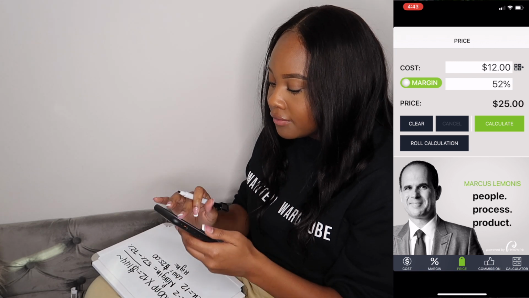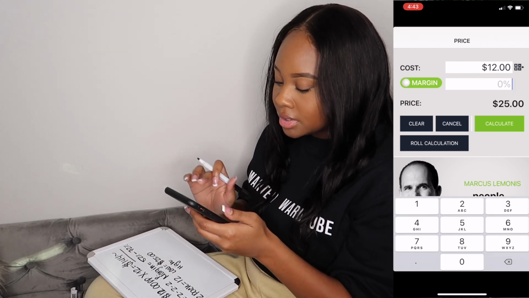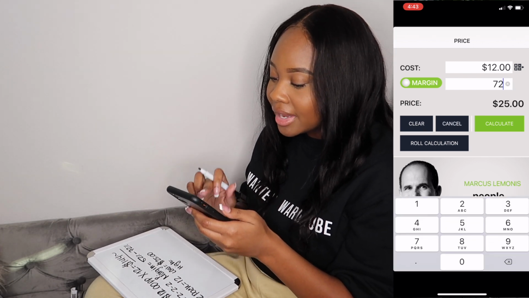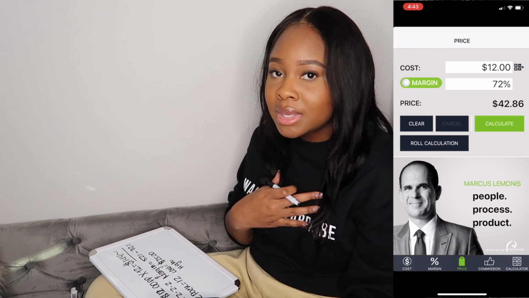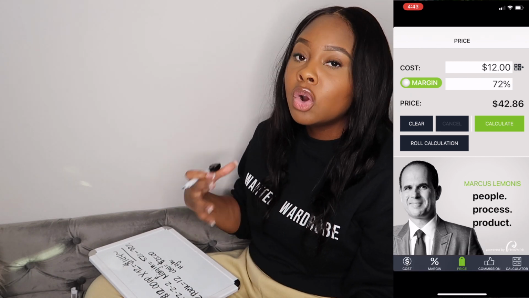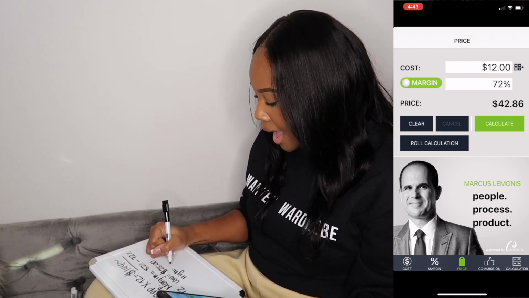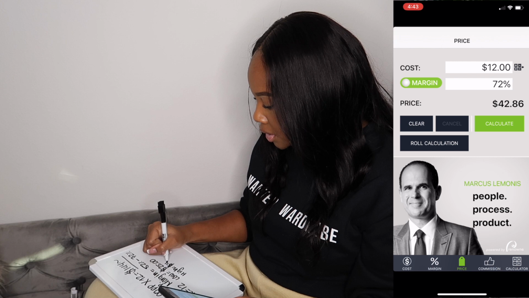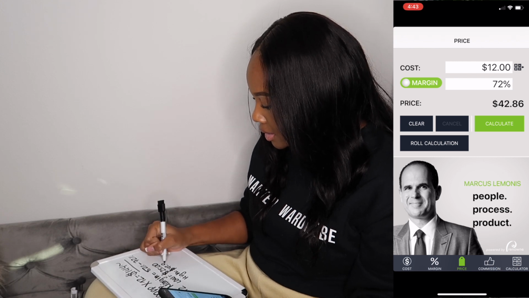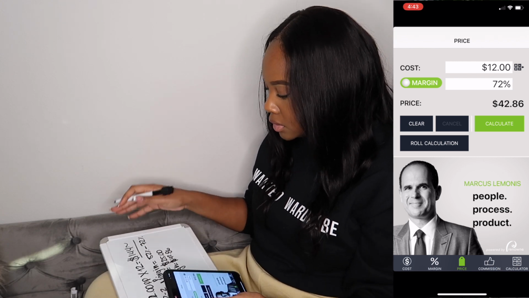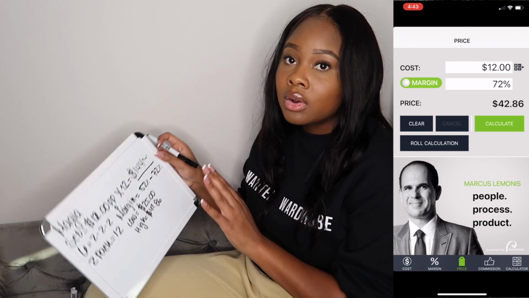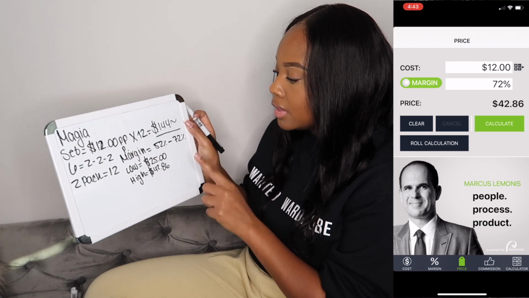And I know that if I go ahead and put in 72%, the highest I can mark that inventory, just because it's me, it's my business, and I know what my audience will spend and what they won't spend, the highest that I can mark that inventory is $42.86. So that is the highest that I'll go ahead and do it at.